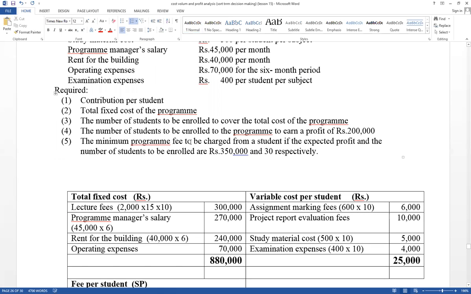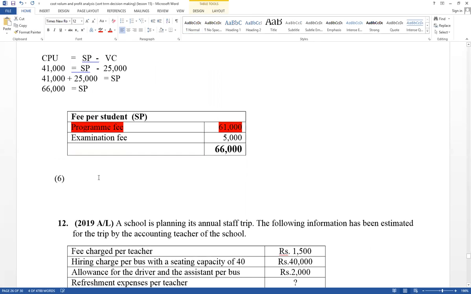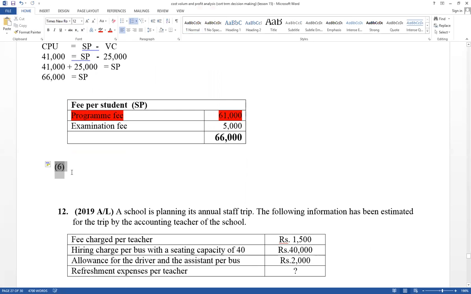The minimum program fee is rupees 61,000. Think what the requirement 5 answer is. Therefore, minimum program fee equals rupees 61,000. Therefore, this is the answer.